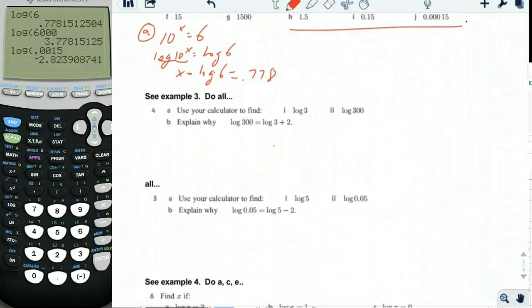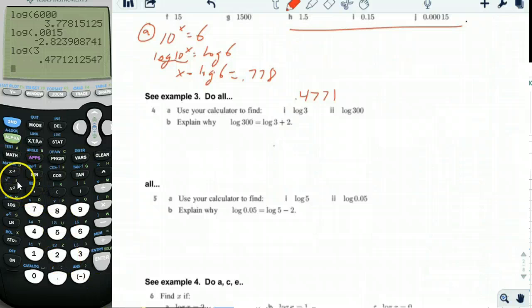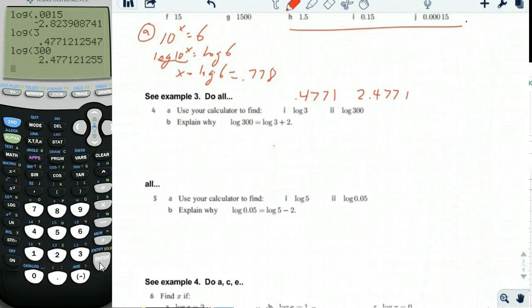Let's go down to number 4. Use your calculator to find log of 3 and log of 300. So let's find the log of 3. We'll use the calculator, log 3, and we get 0.4771. And then we're going to do log of 300. Log 300, and we get 2.4771. Now that seems kind of a coincidence, right? 0.4771 and 2.4771. And then ask, why is the log of 300 equal to 0.4771 plus 2?